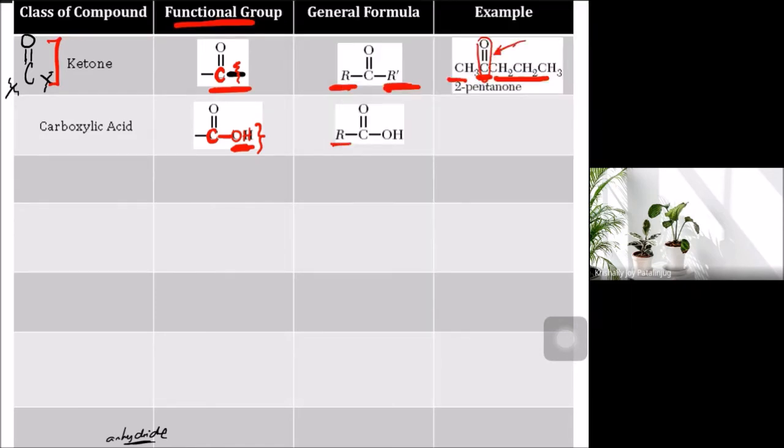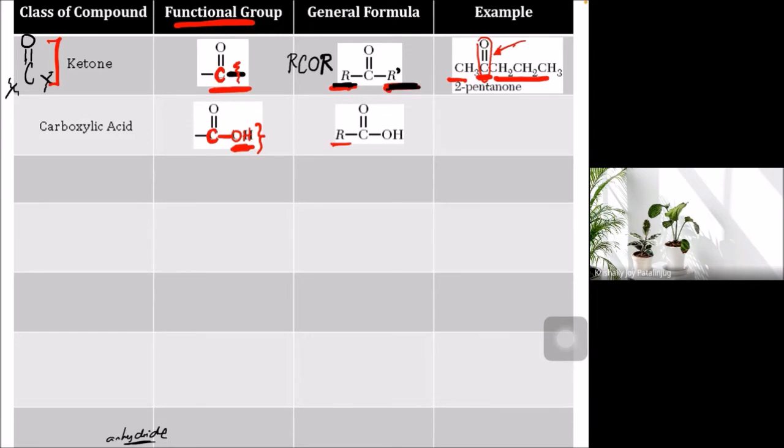Yung ketone, if we try to simplify, its general formula, you have an R group, then di ba you have a carbonyl. Carbonyl is carbon double bond to oxygen, and then ito yung part na to, the prime carbon. Okay? That is just to distinguish nga ito yung merong one group of alkyl group dito, then this is another alkyl group.